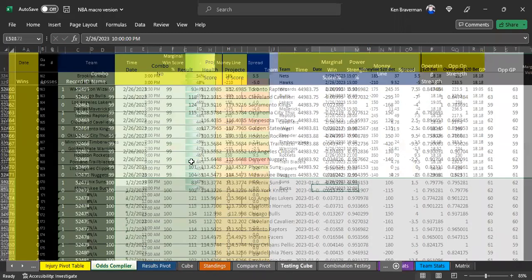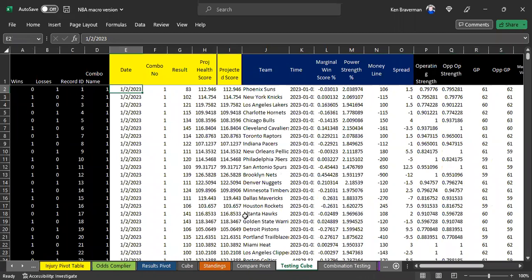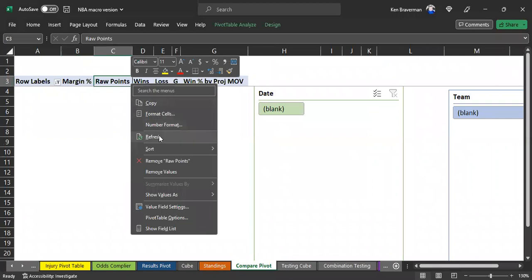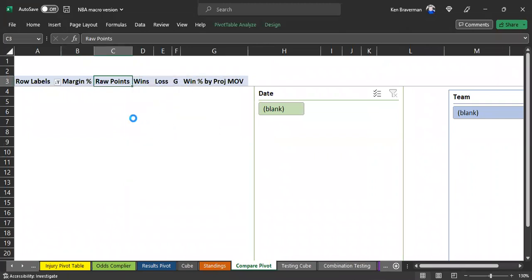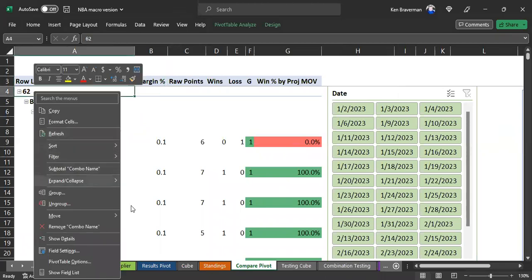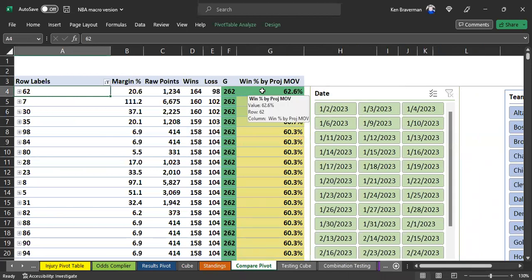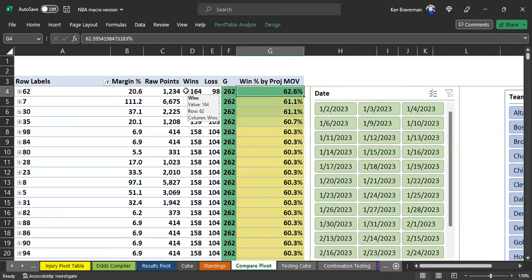So now what happened is it created this entire testing cube of all the games for the season, and it ran all the different distributions. And here's what's called the compare pivot sheet. Now we're going to refresh this compare pivot sheet, and we're going to see what retroactively is doing the best for today, over the season, and yesterday, which combination strings. That's what these are. Of all the combination strings, it looks like number 62 might be the winner. Number 62 wins 62% of its games. Good job. Over the entire season, that's pretty good.